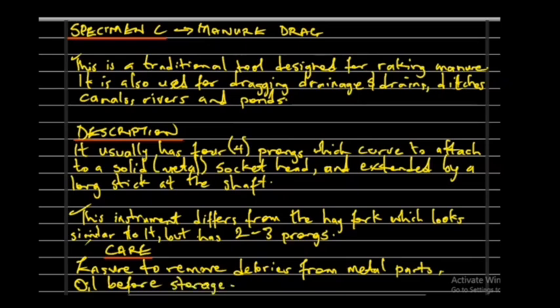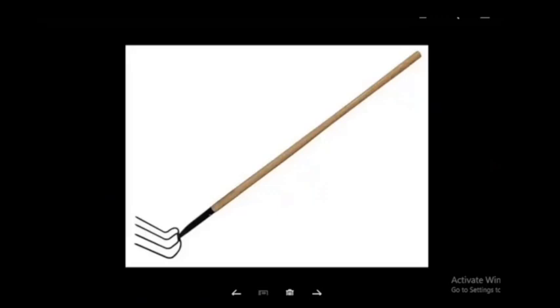So this is what the manure drag looks like. You can see how it looks. It has 4 prongs. These are the things that we refer to as prongs, and they are curved and connected at this junction called the socket. You can see all 4 prongs curved and connected at this socket.